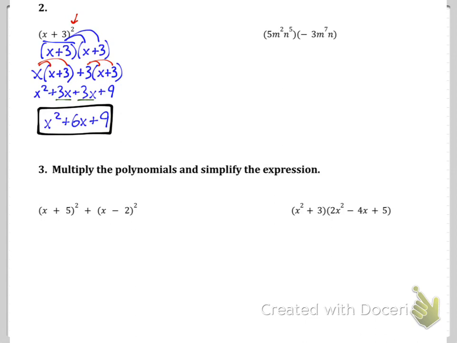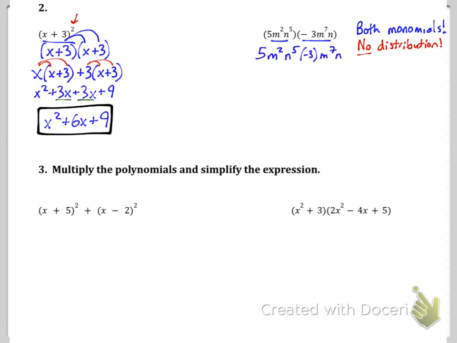The next one, 5m squared n to the 5th times negative 3m to the 7th times n. This always trips up students too because we've been multiplying binomials so long you start thinking, okay, what do I distribute? Well, guess what? These are both monomials, meaning they only have one term each. So there's nothing to distribute. There's no distribution here. It's just a monomial times a monomial.